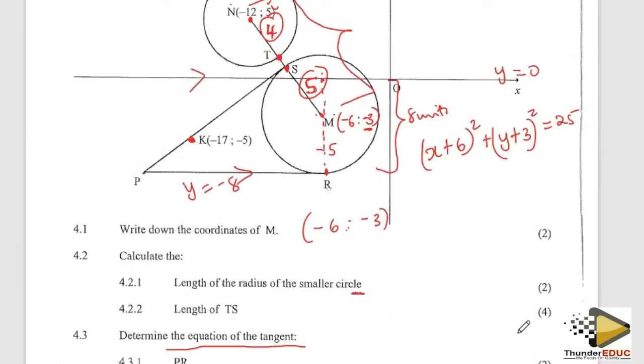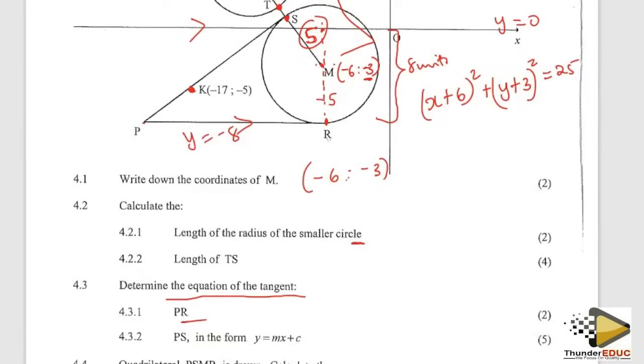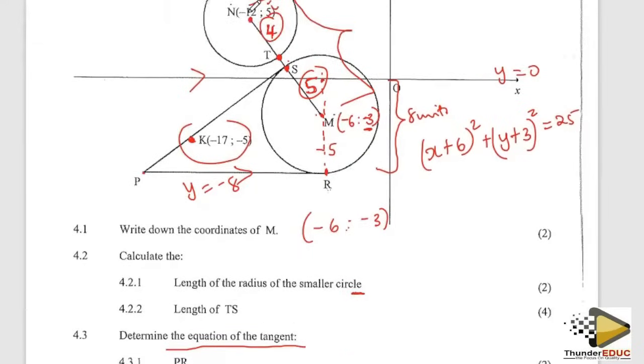That is the equation of that tangent. And then the next question wants us to get PS. What is PS? The equation of PS in the form of mx plus c. So do we know the gradient? We don't know the gradient, but we have one coordinate point, which is fine. We can get the gradient from MN, since it's a straight line, and so I'll start by finding the gradient of MN.